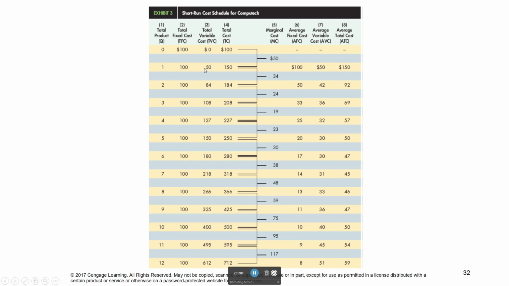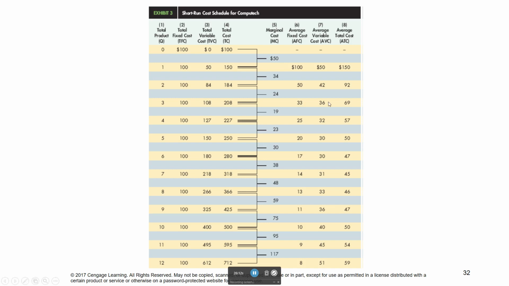So if I go from 0 to 1 unit of output, my variable costs increase by 50, from 0 to 50. If I go to 2 outputs, my variable costs increase from 50 to 84. Now the change in total cost is going to be the same as the change in the variable cost. So you see here, by producing 1 unit of output, I go from $100 in total cost to $150. The change in total cost is $50 over the change in output, which is 1. That produces a marginal cost of $50.